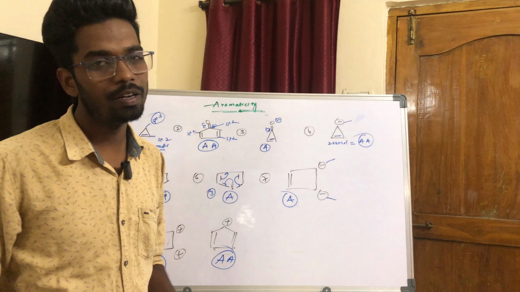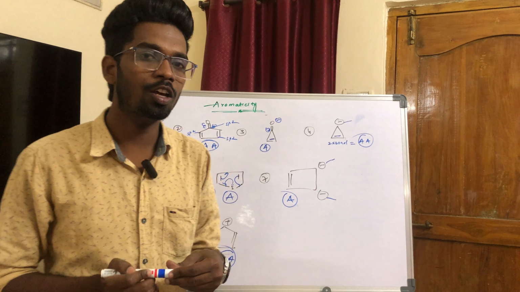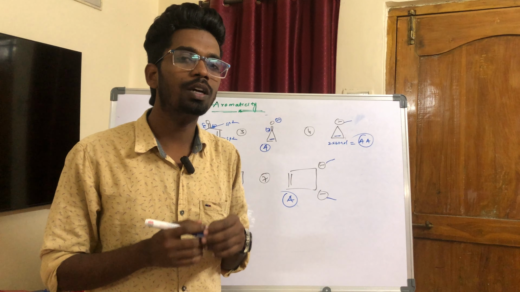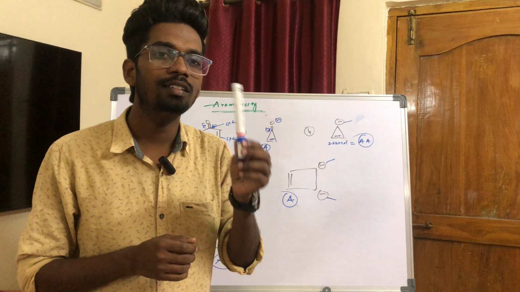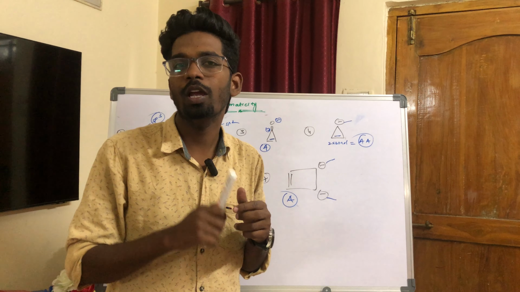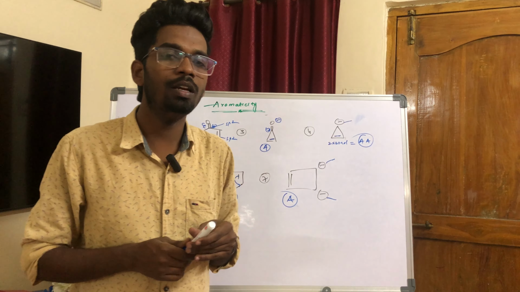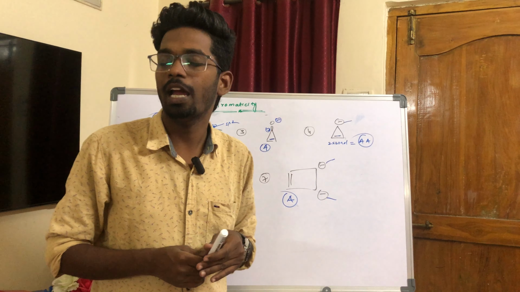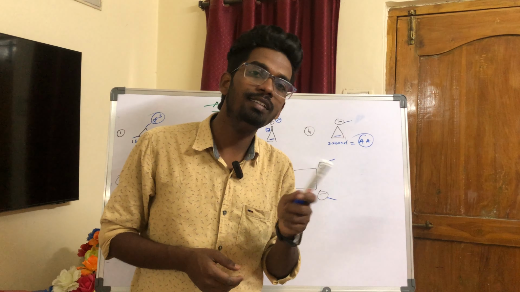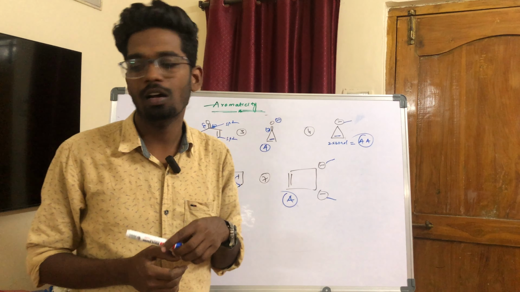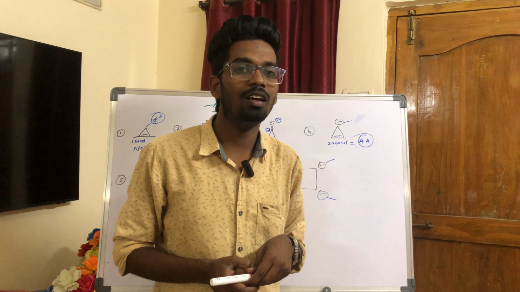Yes, this is for aromatic, anti-aromatic, and non-aromatic. When a compound contains sp3 hybridization, you will say that it is a non-aromatic compound. If you have an even number of double bonds, you can call it an anti-aromatic compound. If it is an odd number of double bonds, you can call it an aromatic compound. Very simple. I hope you understand this aromaticity.